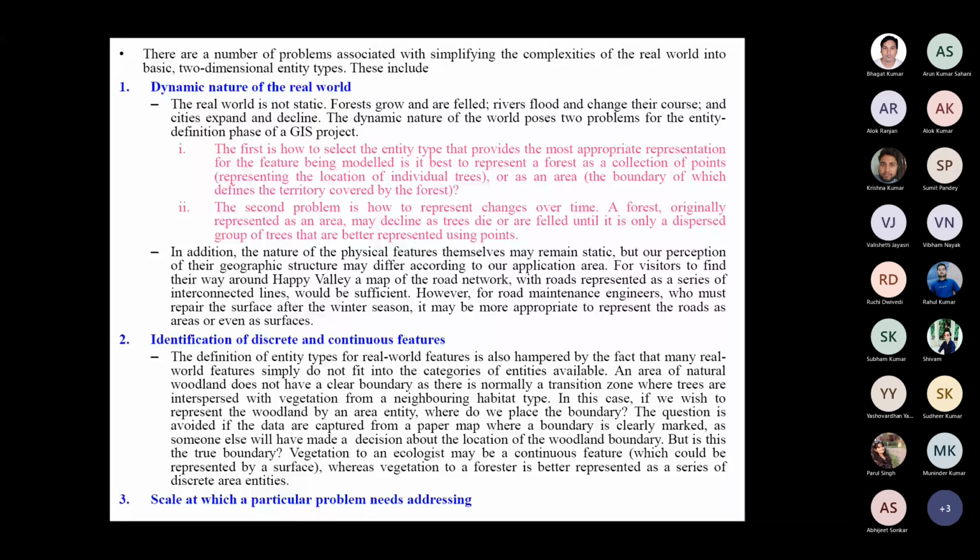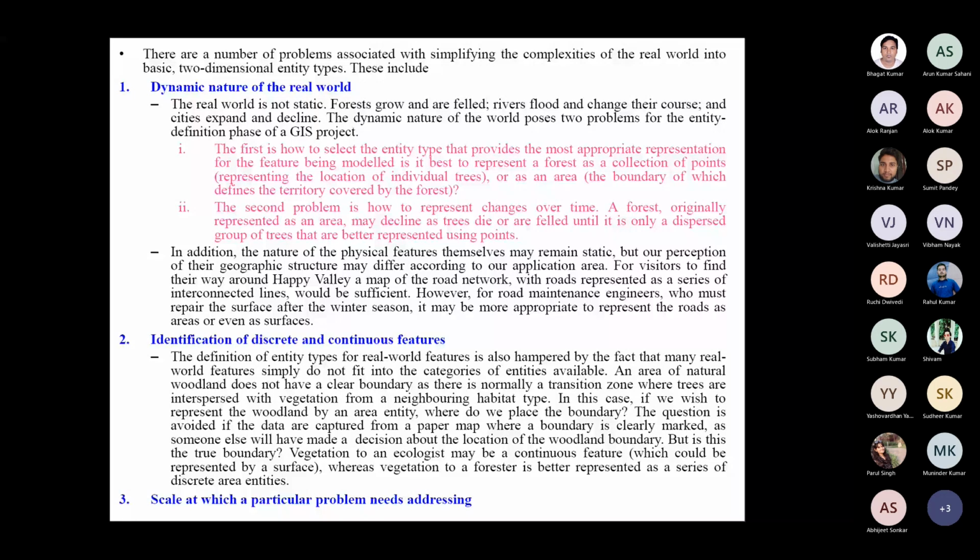Cities expand and decline. The dynamic nature of the world poses two problems for the entity definition phase of a GIS project. The first is how to select the entity type that provides the most appropriate representation for the feature being modeled. Is it best to represent a forest as a collection of points or as an area? The second problem is how to represent changes over time. A forest originally represented as an area may decline as trees die or are felled until it is only a dispersed group of trees that are better represented using points.